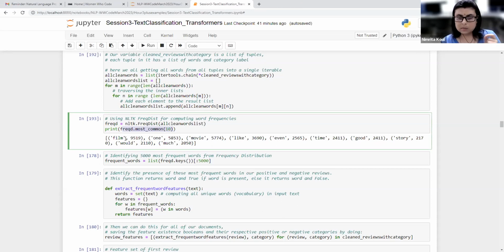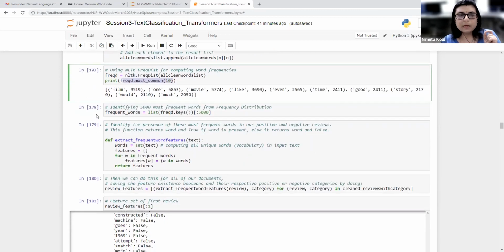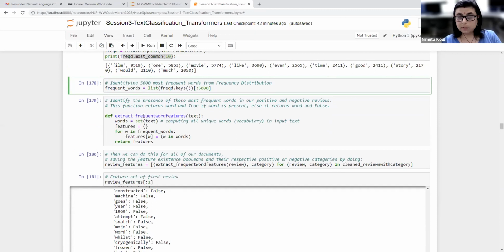Incidentally, because these are movie reviews, words like film and movie occur very frequently. Here we are identifying the 5,000 most frequent words in these reviews. These most frequent words will be the features we'll be focusing on. We are not going to train our model with all the words, but only the 5,000 words which very frequently occur in our data. Based on these frequent words, we are writing a function which extracts our features. Essentially, this function tries to find out whether that frequent word is present in the given review or not. If the word is present, it attaches a True to that word. If a word is not present in the specific review, it attaches a False.